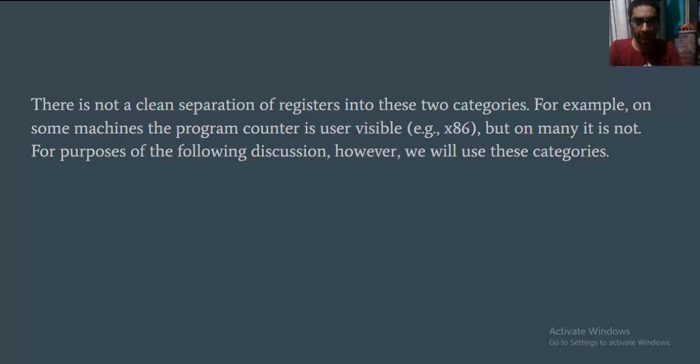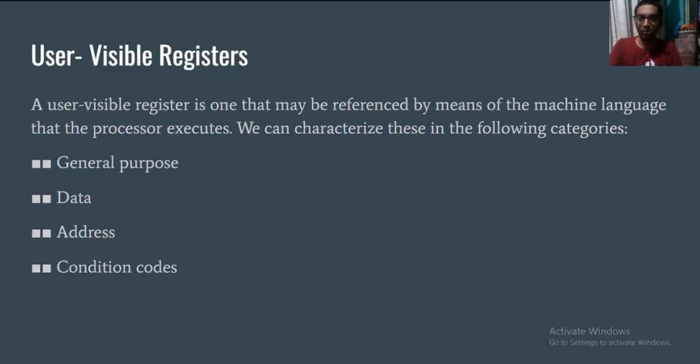There is not a clean separation of registers into these two categories. For example, on some machines, the program counter is visible, but on many it is not. For purposes of the following discussion, we use these categories. User visible registers: a user visible register is defined as a register that may be referenced by means of the machine language that the processor executes.